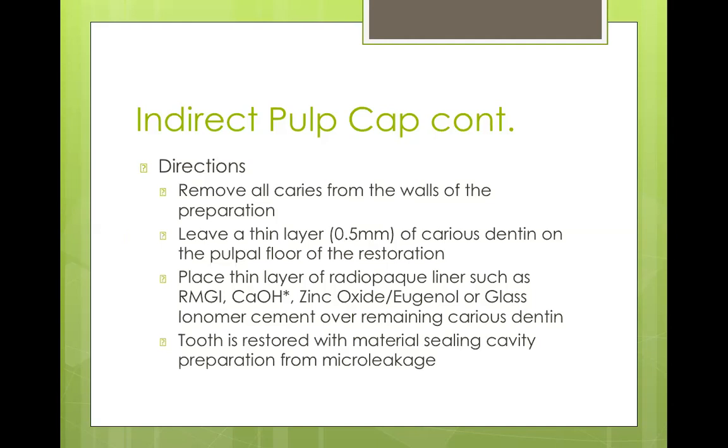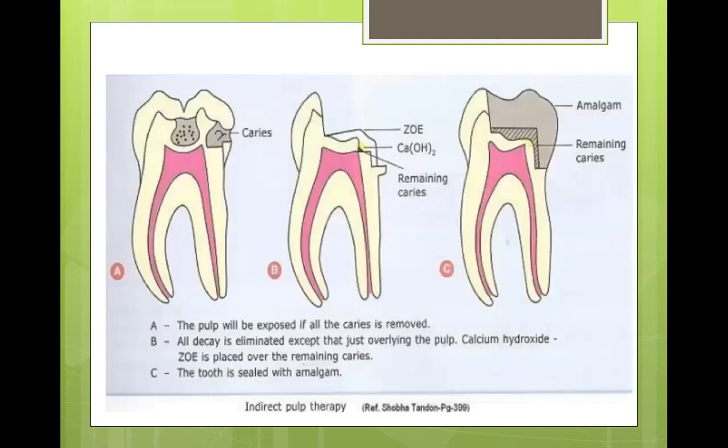And if you're using a zinc oxide eugenol, it's important to know that eugenol does not mix well with resins. It will prevent resin from setting, polymerizing properly. So if you are using zinc oxide eugenol, you want to place a glass ionomer or an RMGI over it before you place your resin. And then you restore your tooth. So the picture is showing what we just talked about.